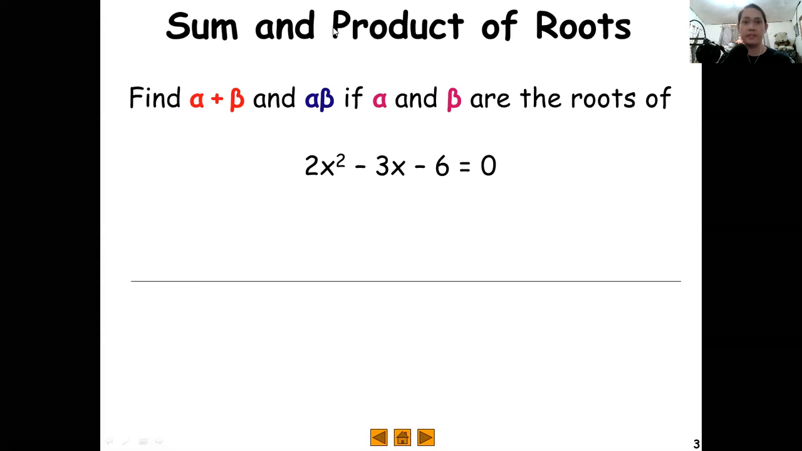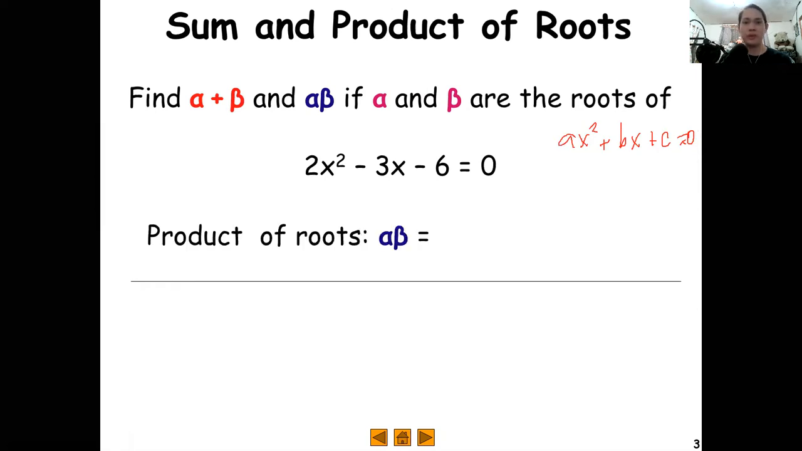What is the standard form? If you could still remember, the standard form for a quadratic equation is ax squared plus bx plus c equals 0, where a, b, and c are real numbers. So in this given 2x squared minus 3x minus 6 is equal to 0, this quadratic equation is in standard form, or written in standard form.